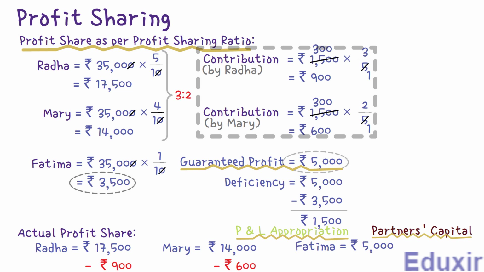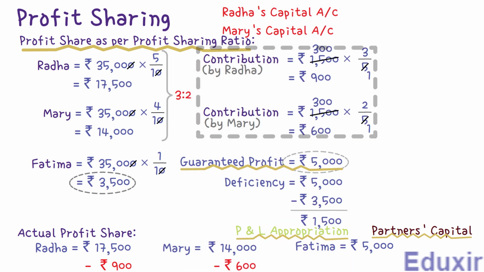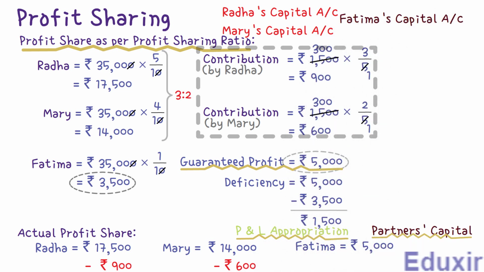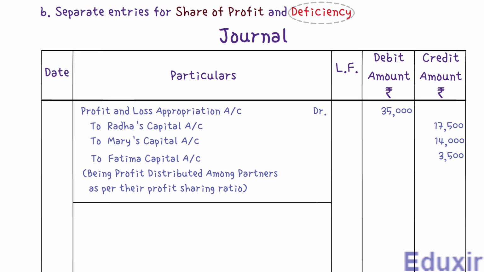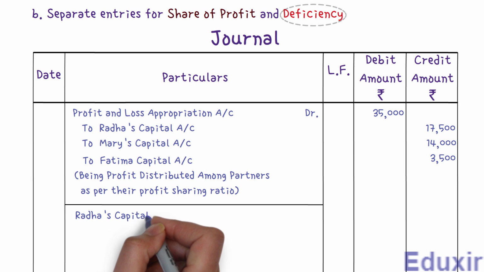So, as their capital accounts are decreasing, we should debit both Radha's capital account as well as Mary's capital account. At the same time, the capitals reduced from the partners Radha and Mary's capital accounts are added to the partner Fatima's capital account. In other words, partner Fatima's capital account is increasing. So, we should create the partner Fatima's capital account. Let us now proceed with the journalizing of this transaction. Let us first write partner Radha's capital account as the debit entry.